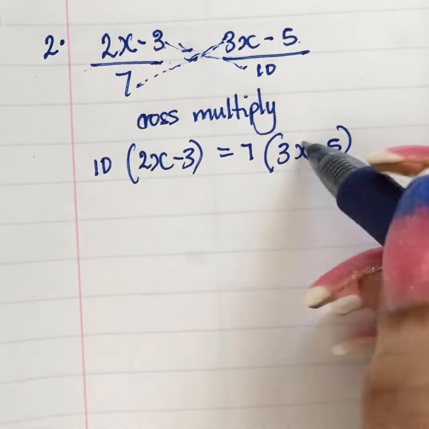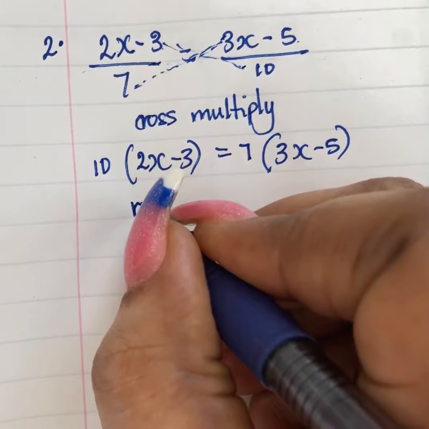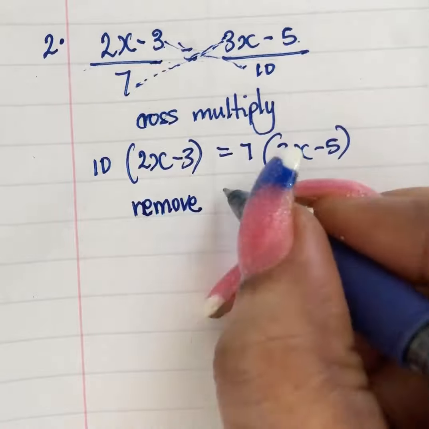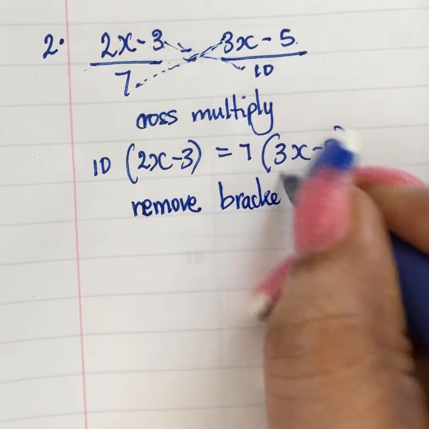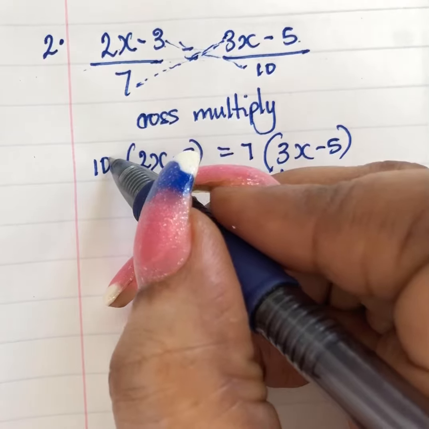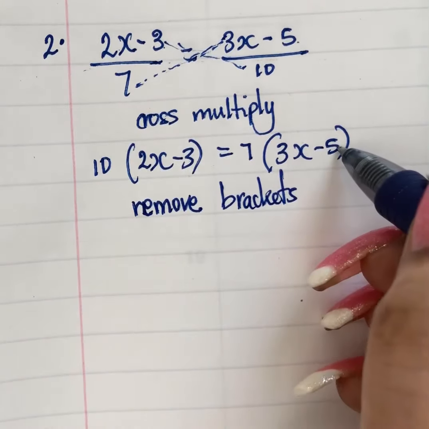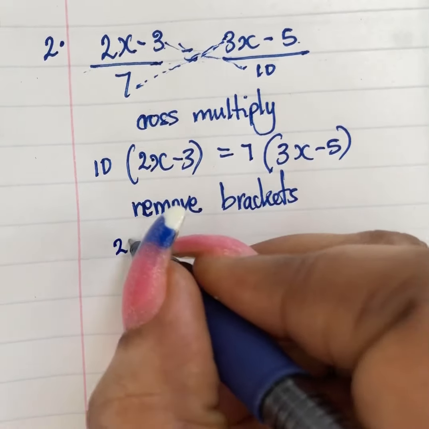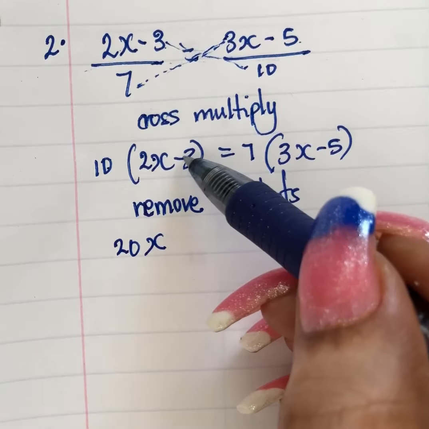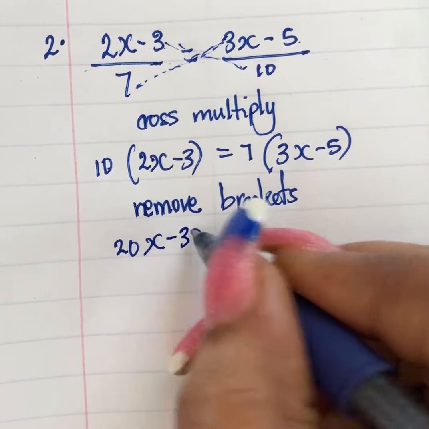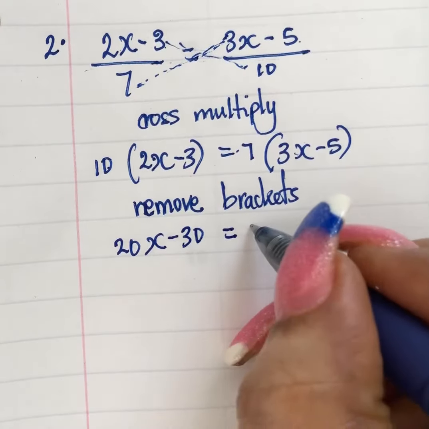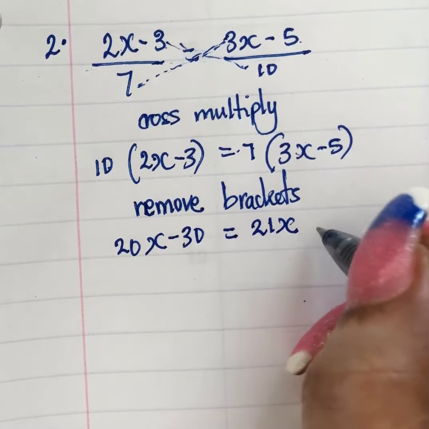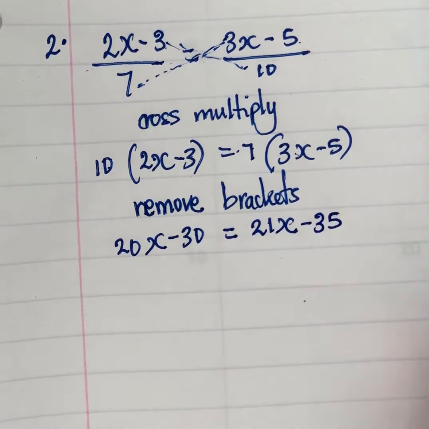where we remove the parentheses. So our next step will be to remove the brackets. So what is outside is going to govern each of the things on the inside. So let us go. 10 multiplied by 2x. 10 multiplied by negative 3 is negative 30. 7 multiplied by 3x is 21x. And 7 multiplied by negative 5 is negative 35.